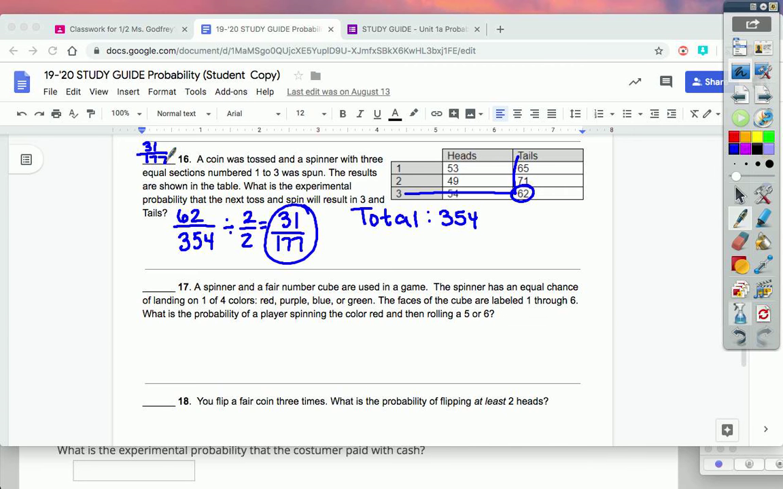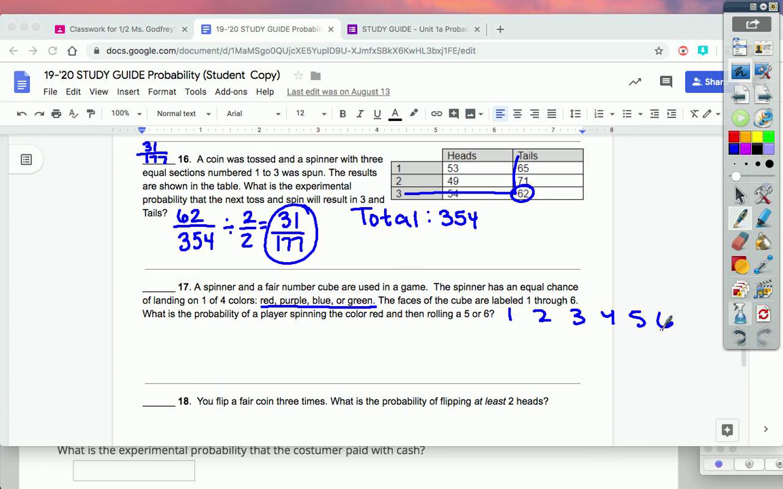A spinner and a fair number cube are used in a game. The spinner has an equal chance of landing on one of 4 colors: red, purple, blue, or green. Here are our colors. The faces of the cube are numbered 1 through 6. What is the probability of a player spinning the color red and rolling a 5 or 6? So again, if you're not sure about what numbers are on the cube, that's 1, 2, 3, 4, 5, 6. We have 6 numbers.